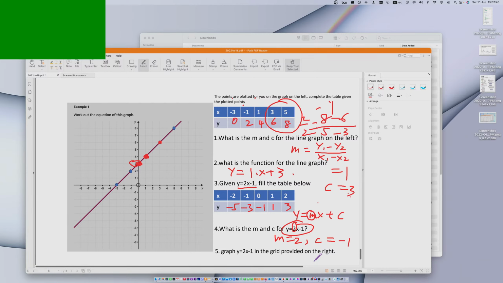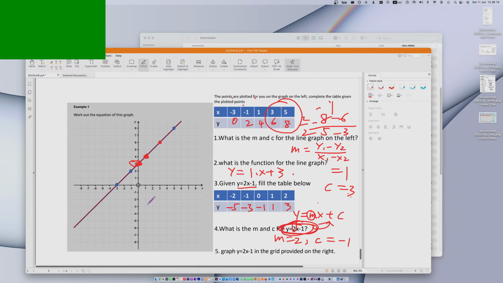How many ways to get the y-intercept? Also two. What is the first way? Graph. Read from the graph. Second way? Comparison. Compare to what? To y equals mx plus c. But in order to compare, you must get this function into this format first.